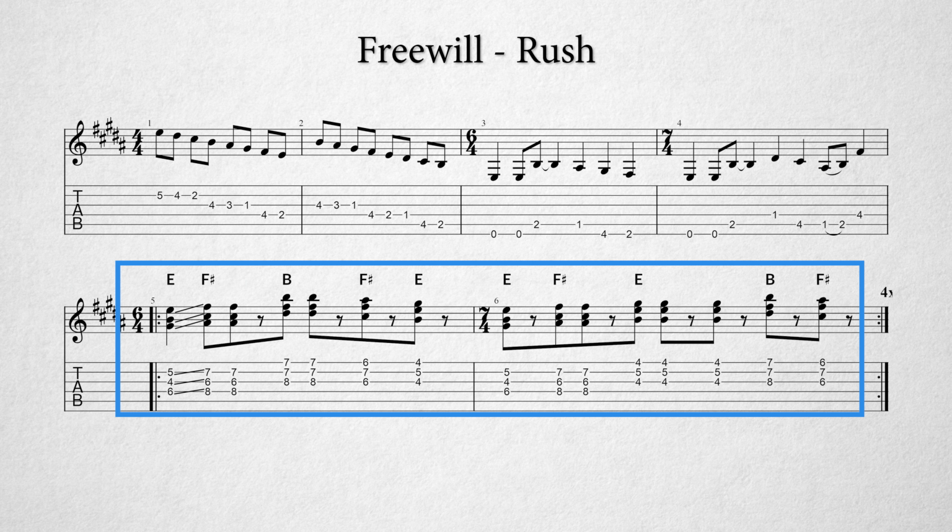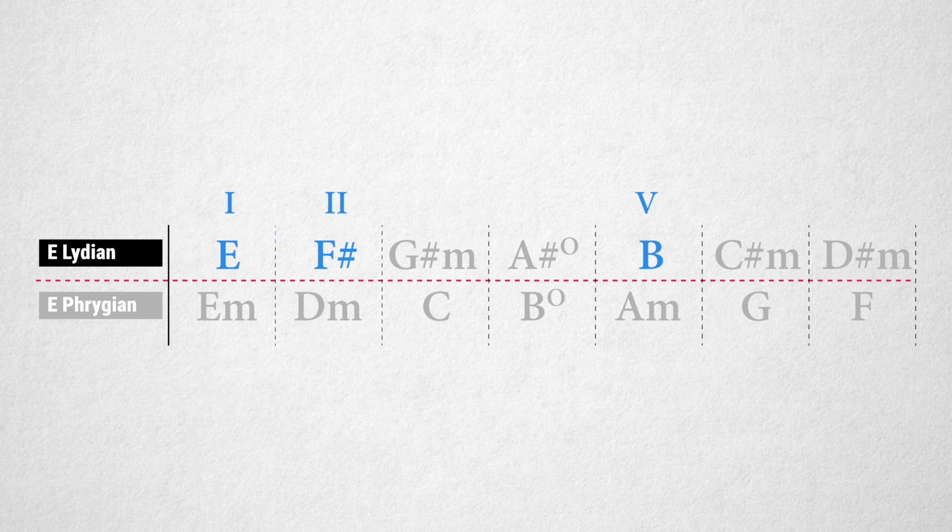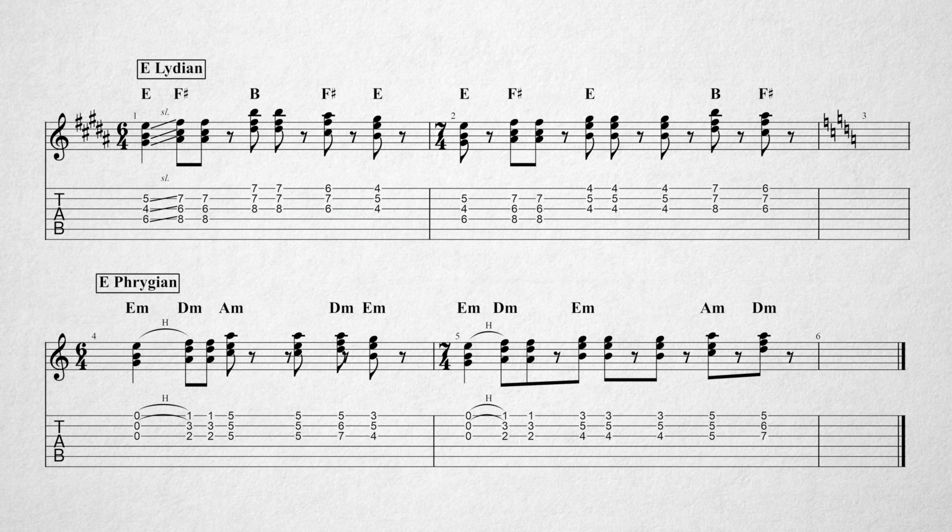The next two bars contain triads in the Lydian mode, E major, F sharp major and B major. The tonic, the 2nd degree and the 5th degree. Now the chords are transformed to respectively E minor, D minor and A minor. And this has a huge impact on the sound, of course, because a riff with only major chords becomes now a riff with only minor chords.